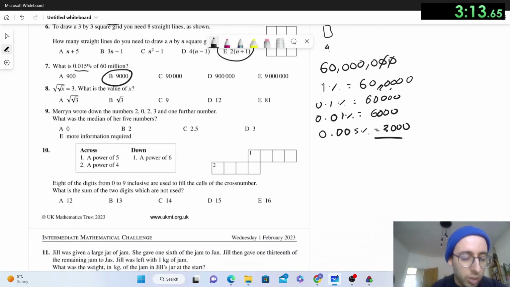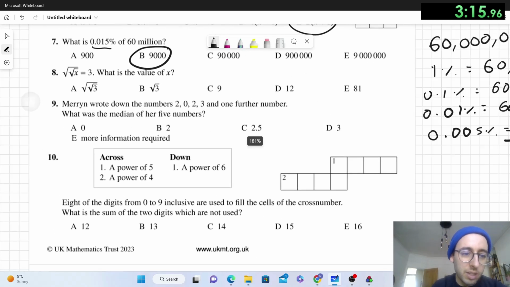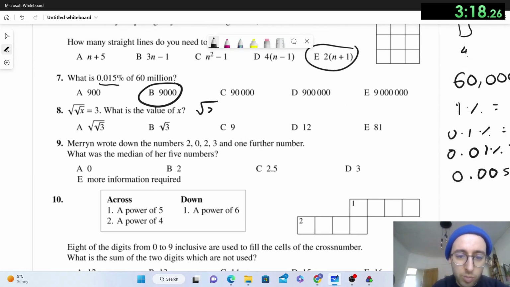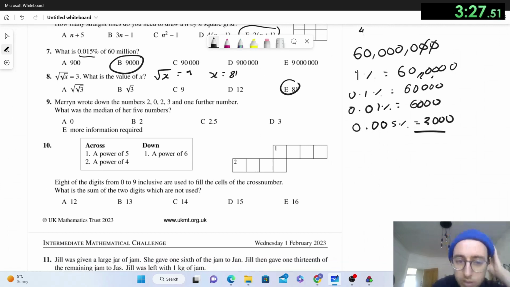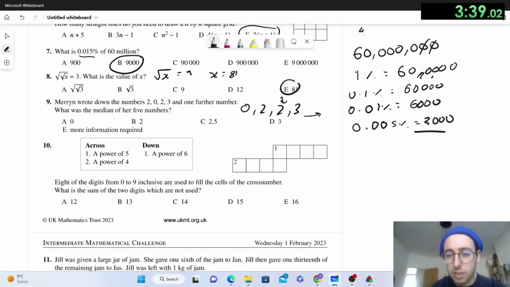Okay. The cube root of the cube root of x is 3. Okay, so if I square it once, I get the cube root of x equals 9. I can square it again. x equals 81. What's the median of the 5 numbers? 0, 2, 2, 3. Okay. If it's bigger than 3, the median's still 2. If it's less than 0, the median's still 2. So it's always 2. Always 2.